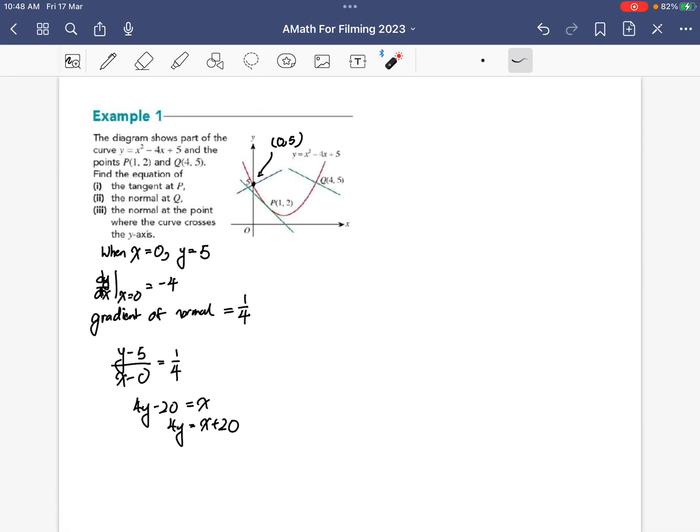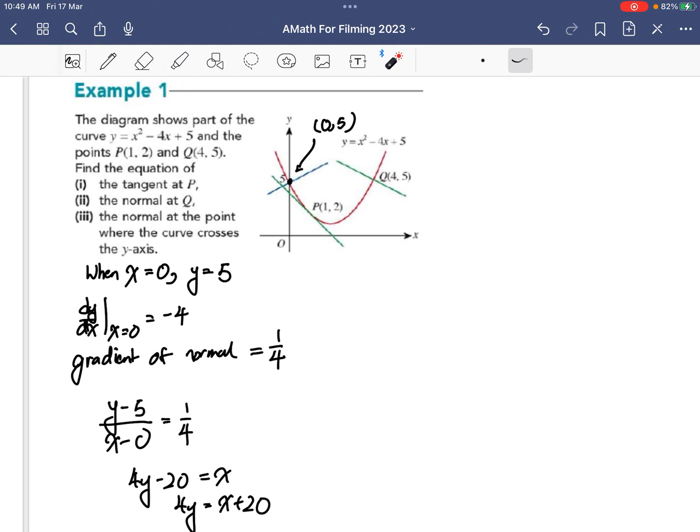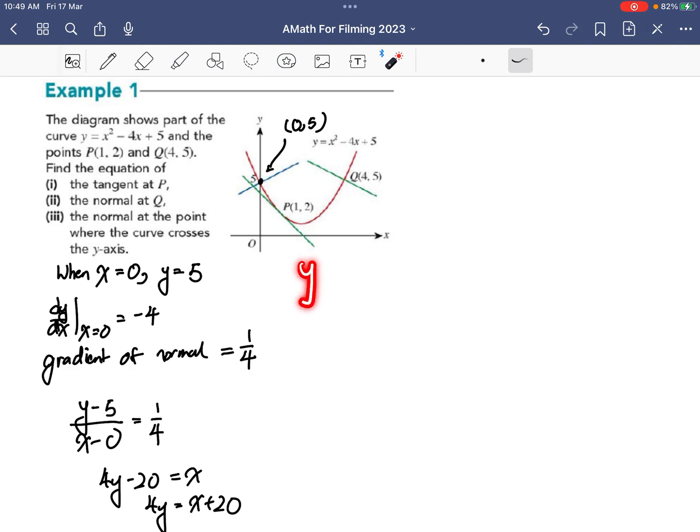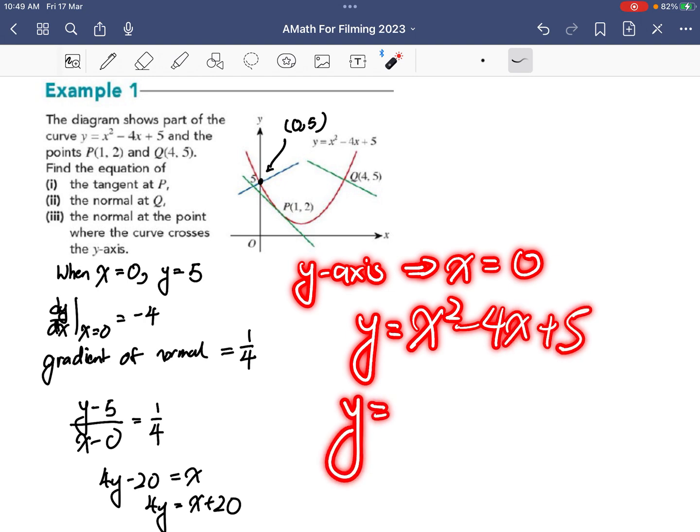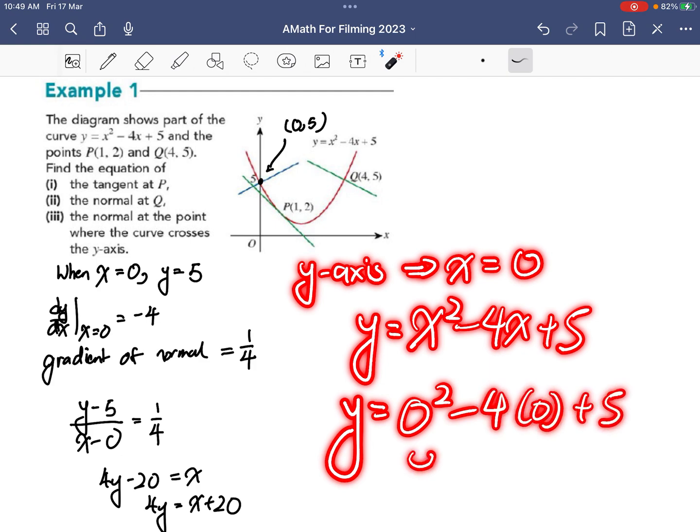Okay, now the last part, part 3, they want the normal at the point where the curve crosses the y-axis. At the y-axis, what I do know is that my x value is equal to 0. So given that my curve is y equals x squared minus 4x plus 5, I sub x equals 0. So y equals 0 squared minus 4 times 0 plus 5. My y value is equal to 5.